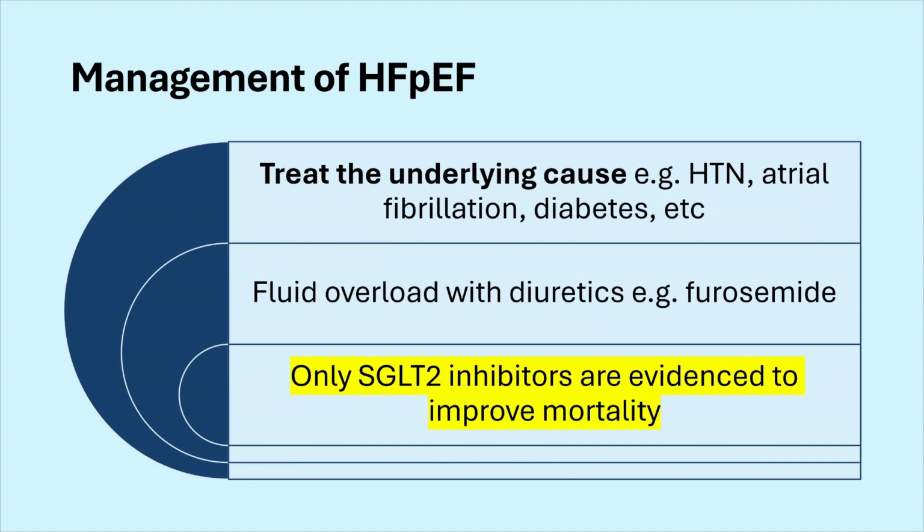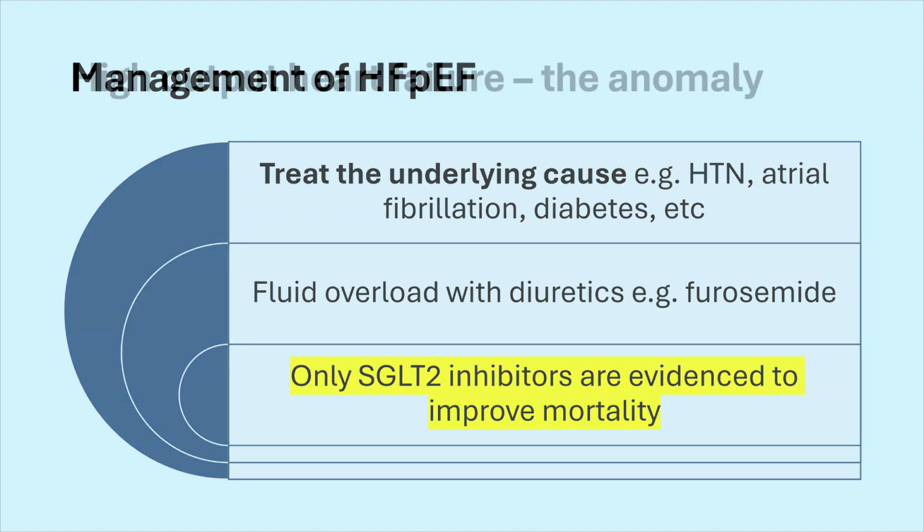Now, how do we manage HFpEF? Remember, the heart in HFpEF is stiff, not weak, so therapies that reduce the afterload and improve relaxation are key. The most important thing is to treat the underlying cause, such as hypertension, atrial fibrillation, etc. For fluid overload, diuretics such as furosemide can be given, and so far SGLT2 inhibitors such as dapagliflozin are evidenced to improve mortality. Now, what about high output heart failure that I mentioned previously?